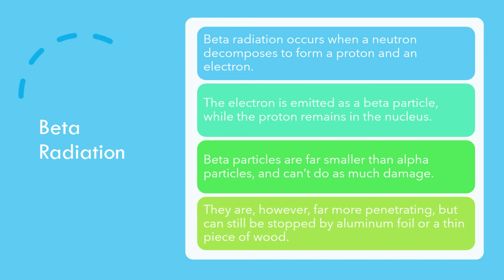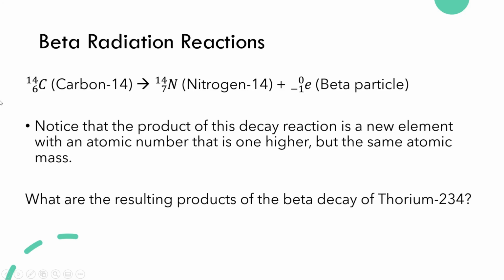Beta particles are significantly smaller than alpha particles, being composed of only a single electron, rather than 2 protons and 2 neutrons. This means that they aren't going to do as much damage to whatever they hit, but they can penetrate far better than alpha particles. Luckily, beta particles can still be stopped by aluminum foil or a thin piece of wood. Now let's look at the reactions for beta decay.